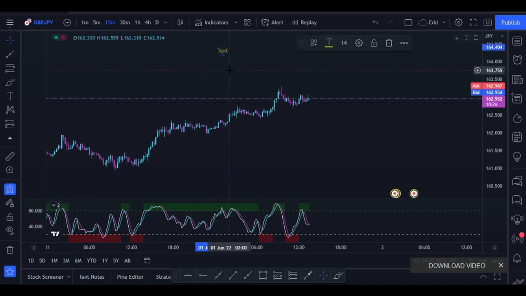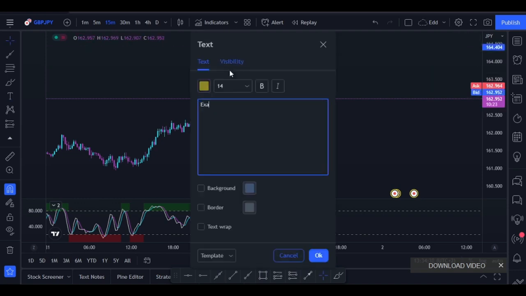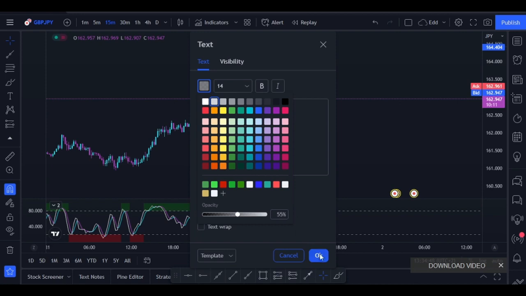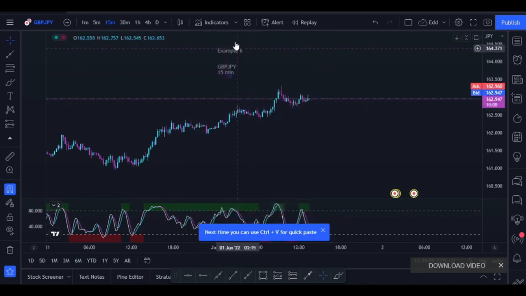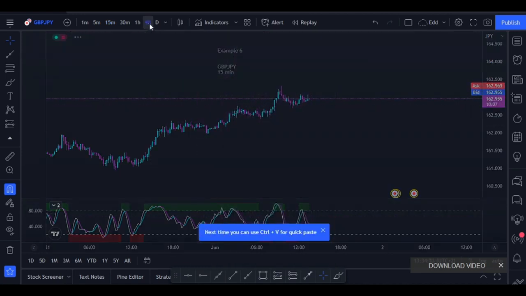Okay, let's type this out here. Example number 6. GBP JPY. Executing on the 15 minutes. Okay, let's make this gray. Right now, okay, let me show you something here on the 4-hour.